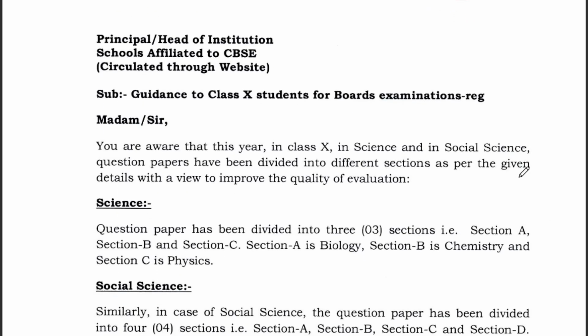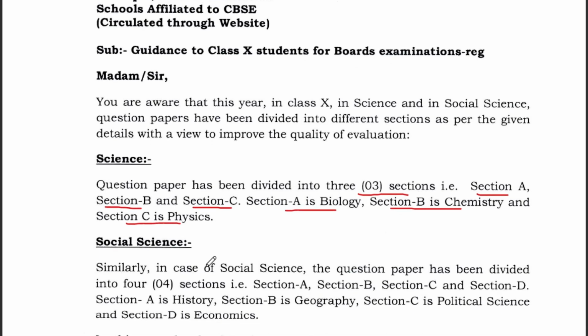The science question paper will be divided into three sections: Section A, Section B, and Section C. Section A is for biology, Section B is for chemistry, and Section C is for physics. Students must write answers strictly in their respective sections only.